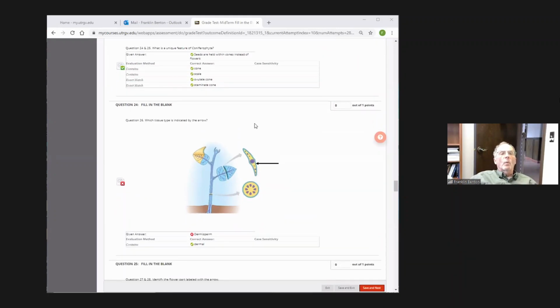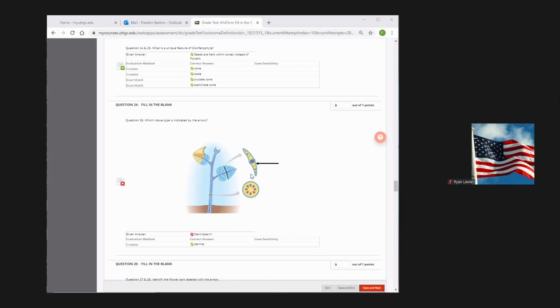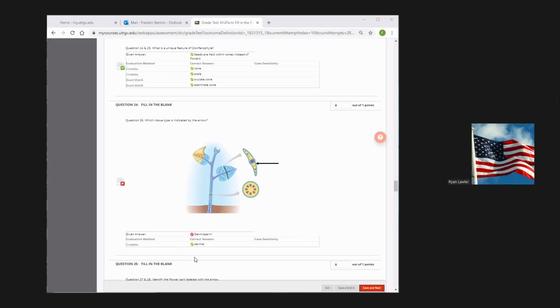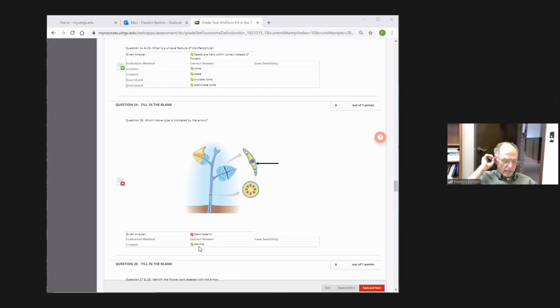Okay, 24. What tissue type is indicated by the arrow? What's the arrow touching? The epidermis. The epidermis. So what is the tissue type? Dermal. However, if you write epidermis, I'll count it correct.